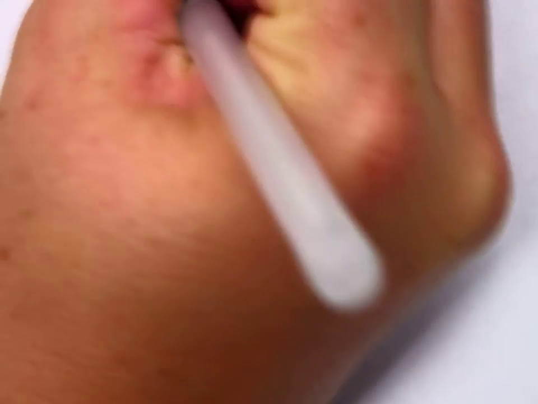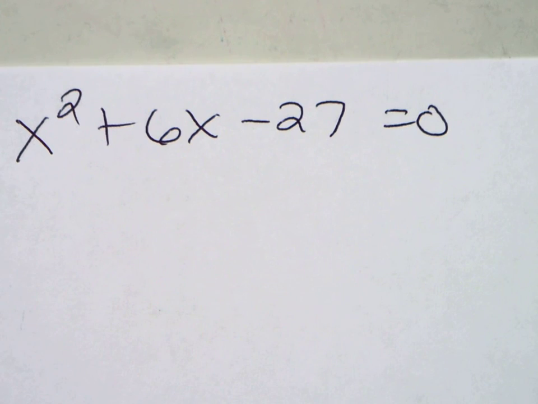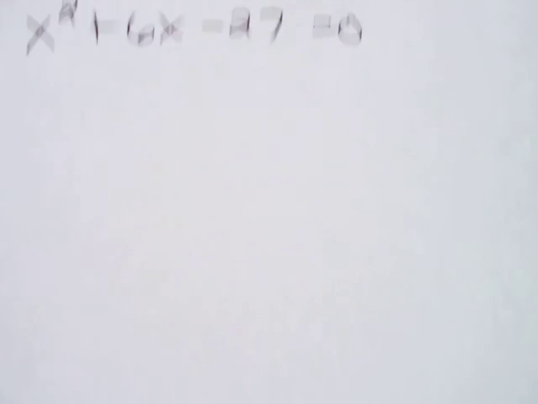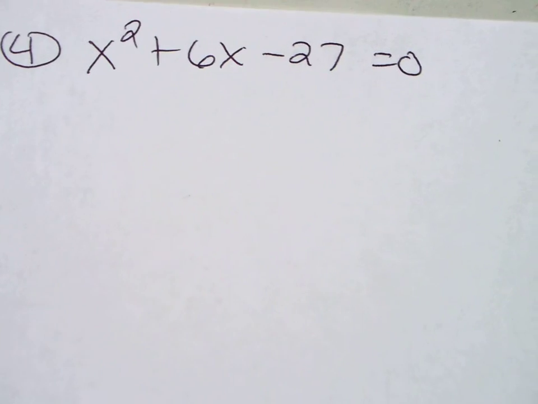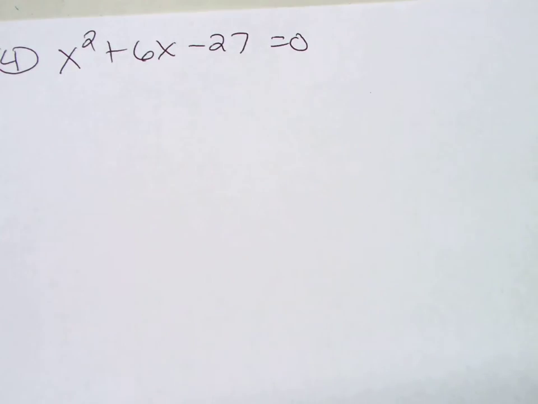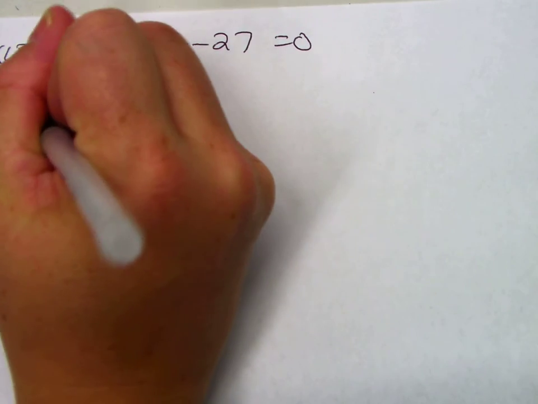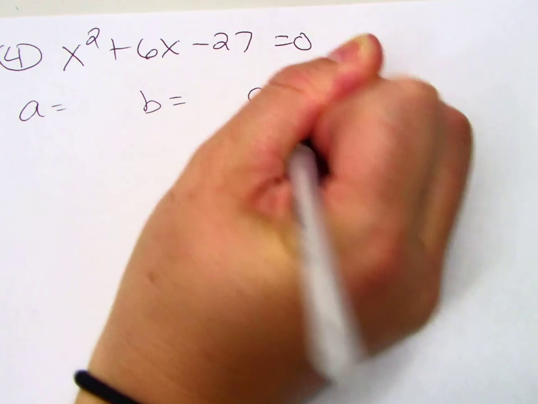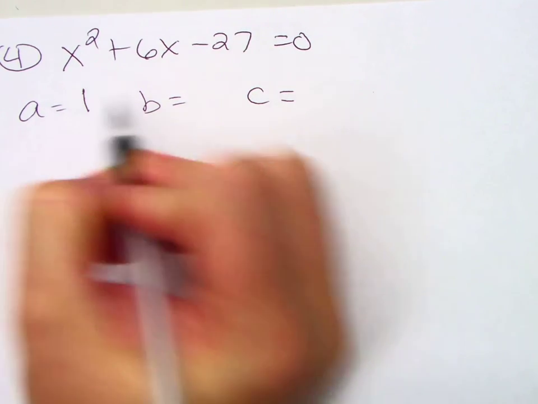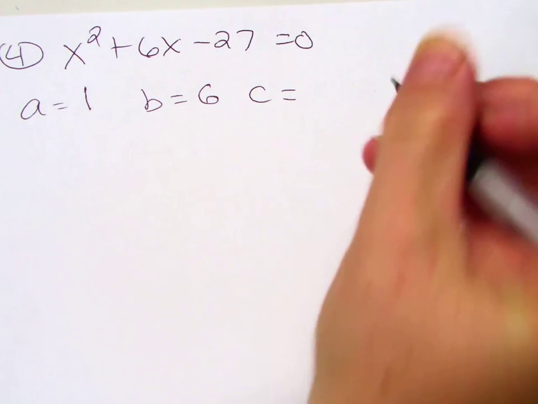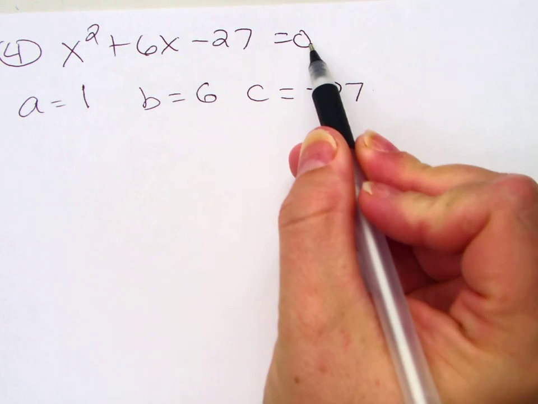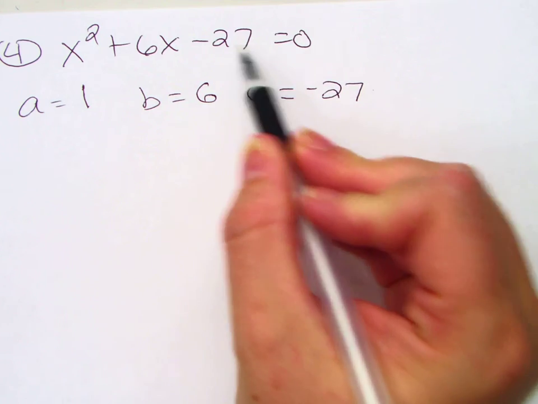Okay? All right, so number 4. x squared plus 6x minus 27 equals 0. Notice we have equals 0 this time. We're solving. All those other problems we were doing, we were just factoring. Now we're solving. Okay. So what's my a, what's my b, and what's my c? a is whatever is in front of x squared. That's 1. b is 6. c is negative 27. If there was a number on this side, then you'd have to move it over. You have to have 0.